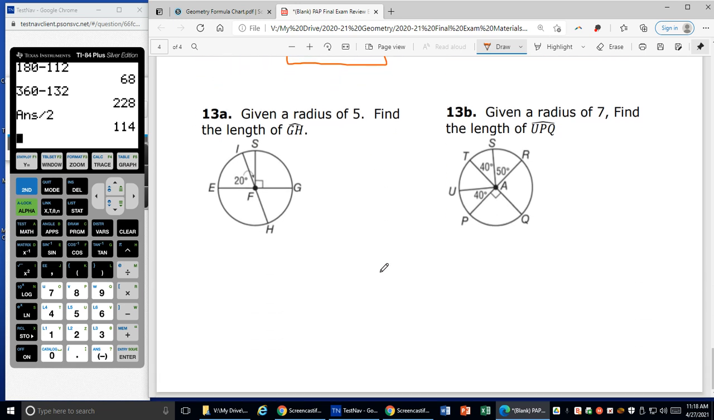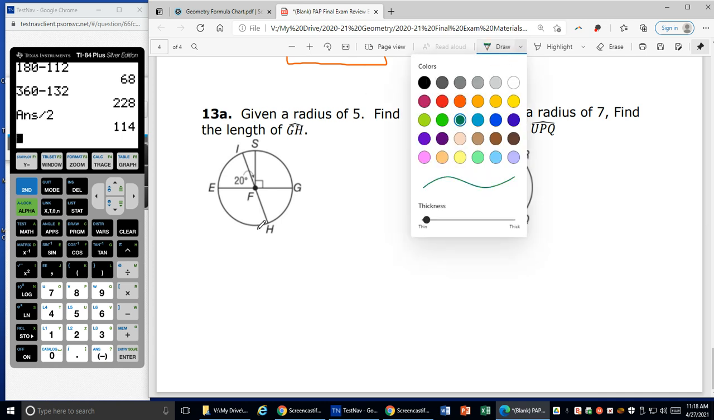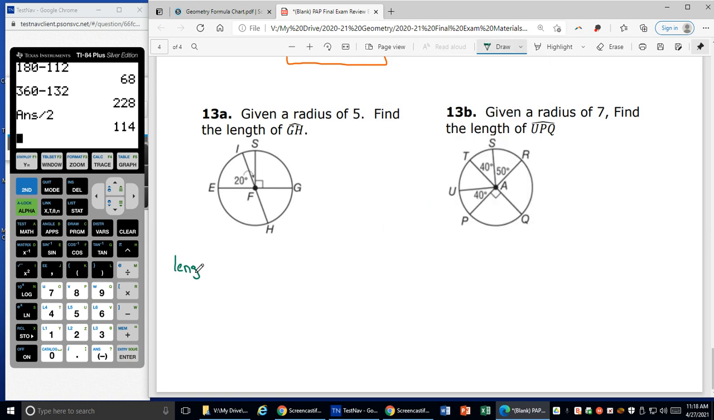Okay, and last but not least, let's look at number 13. Given the radius of 5, find the length of GH. So to find the length of an arc, we use the measure of the arc divided by 360, because that tells me how much around the circle out of the 360 degrees I am using, times, and if it's the length of GH, that means I just want to know if I took this piece of the circumference and cut it out and straightened it, how long would it be? So notice I said if I took this piece of the circumference, right, of the perimeter.